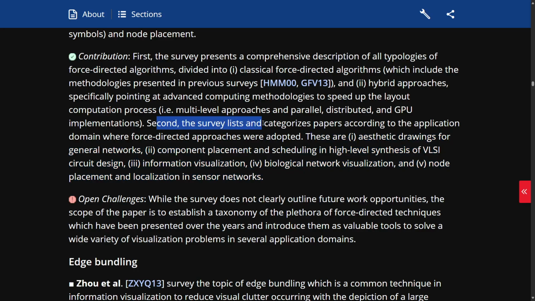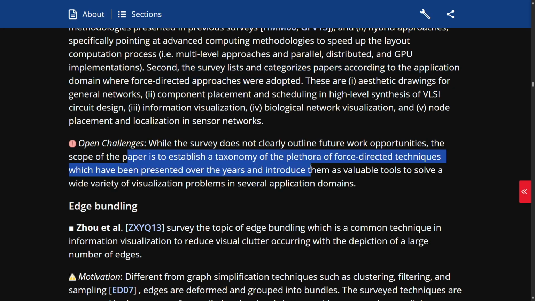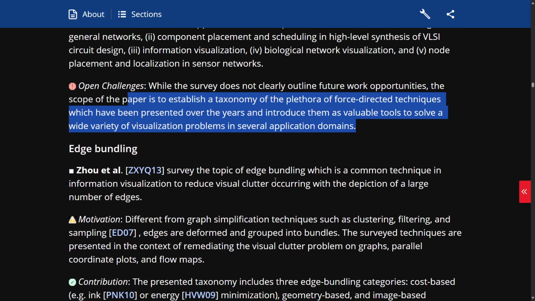Open challenges. While the survey does not clearly outline future work opportunities, the scope of the paper is to establish a taxonomy of the plethora of force-directed techniques which have been presented over the years and introduce them as valuable tools to solve a wide variety of visualization problems in several application domains.